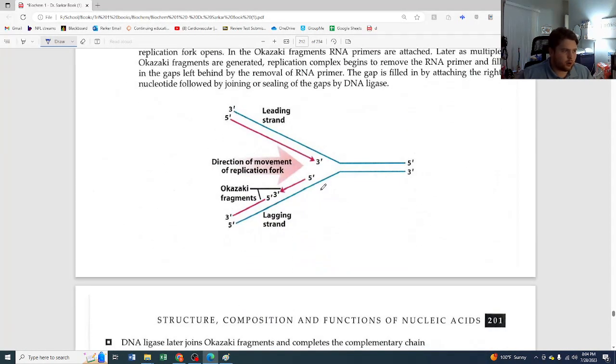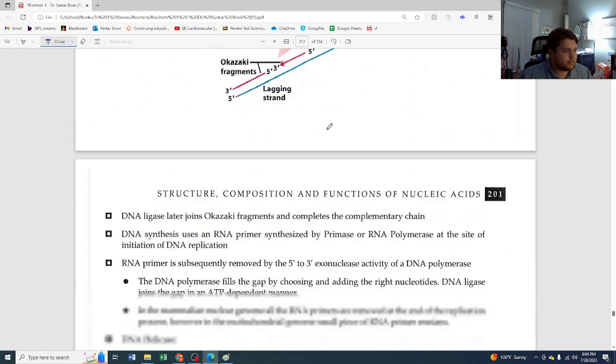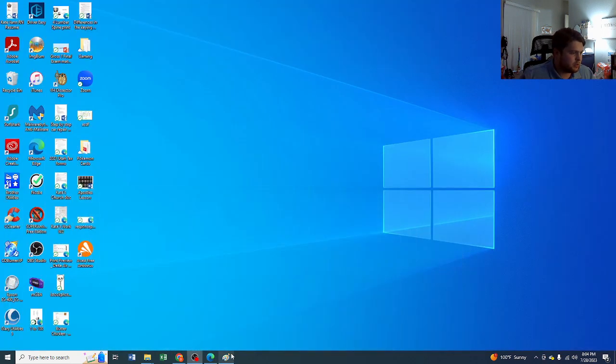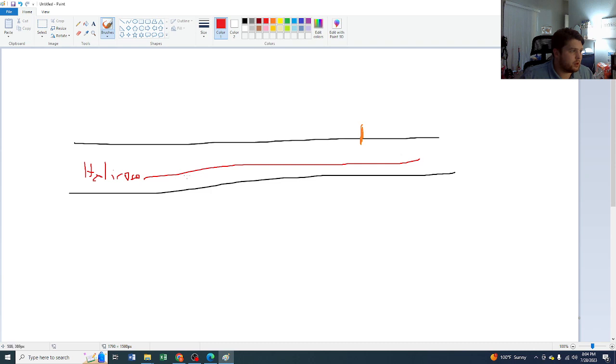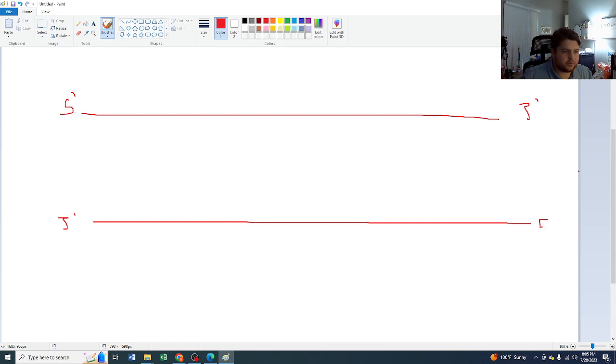Then we get to a point where it opens it up to allow for copying. So we have an RNA primase. There are two possible enzymes, primase or RNA polymerase. Once this is broken up, just continuing down here, we have two different strands. These are both open. This is our 5' to 3' end. This is 3' to 5'.